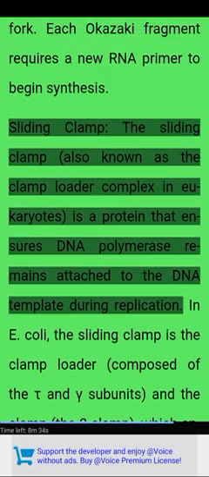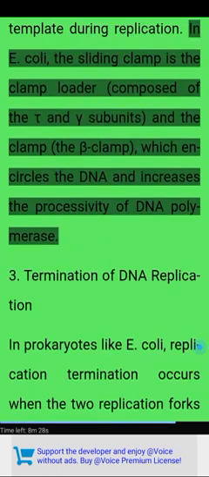Sliding clamp. The sliding clamp, also known as the clamp loader complex in eukaryotes, is a protein that ensures DNA polymerase remains attached to the DNA template during replication. In E. coli, the clamp loader is composed of the tau and gamma subunits, and the clamp is the beta clamp, which encircles the DNA and increases the processivity of DNA polymerase.